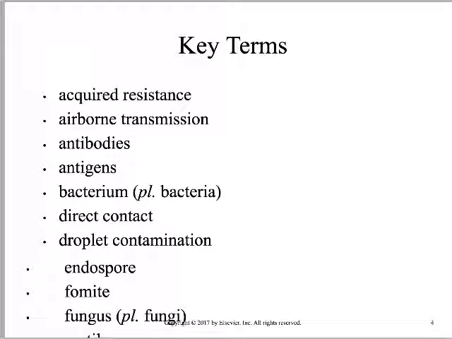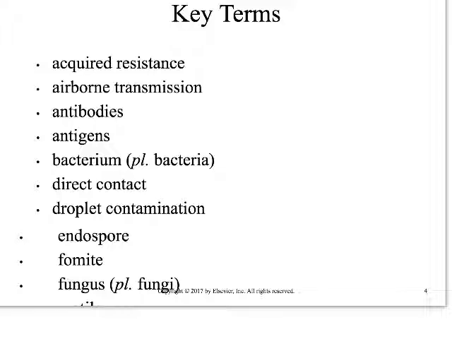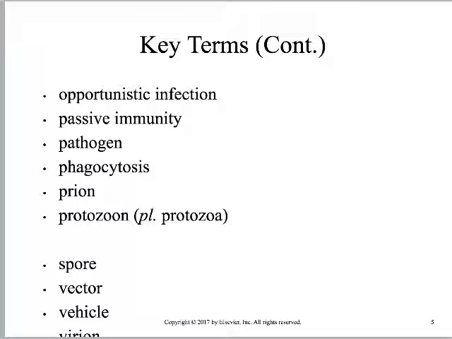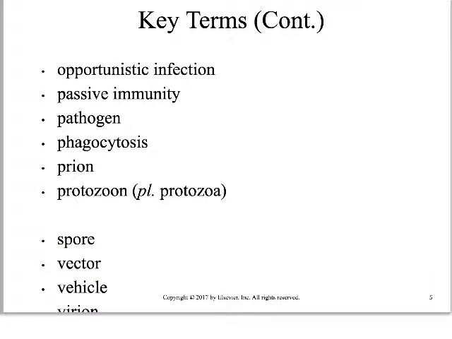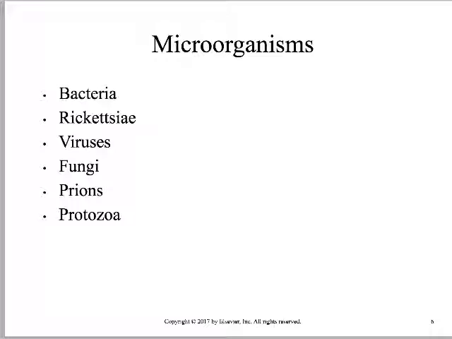So here are some key terms that we'll be defining. They're also found in the chapter. And I would say that in terms of where we're learning this material, the key terms are probably the most important thing. The one more critical thinking piece is that process of infection, that cycle of infection. So if we've got the key terms, we're pretty much good to go. All right, microorganisms.